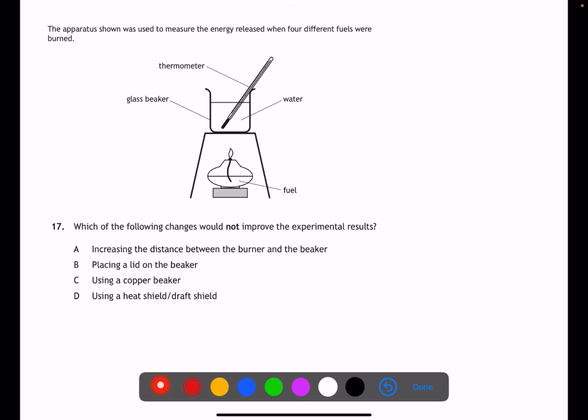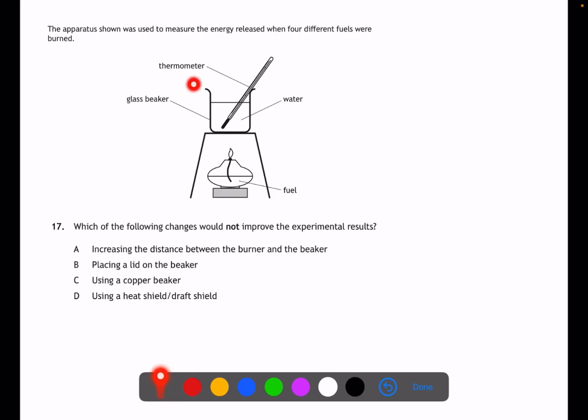Question 17. Which of the following changes would not improve the experimental results? So we've got 4 different things we could change here, and one of them is not going to improve the experimental results. If we increase the distance between the burner and the beaker, all we're really going to do there is increase the heat that's going to be lost to the surroundings if we keep this set up.